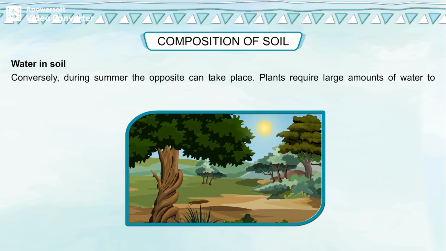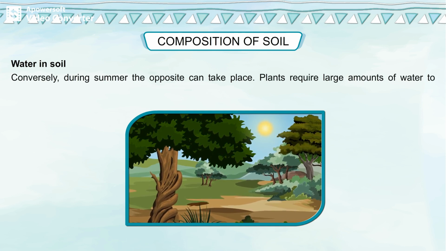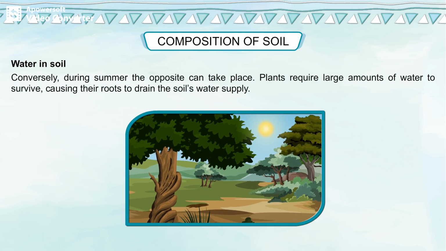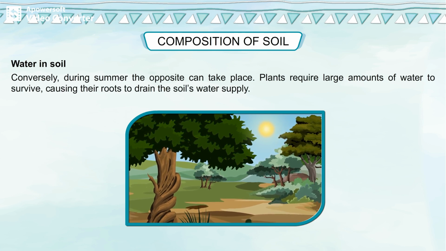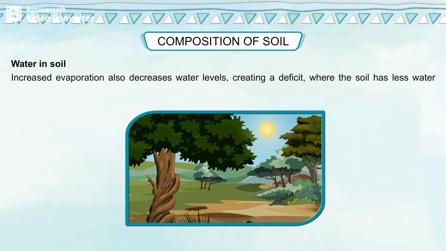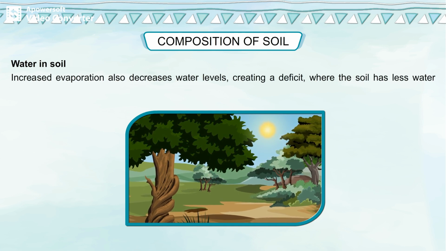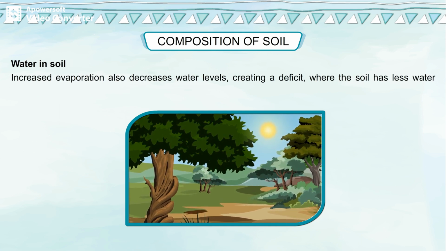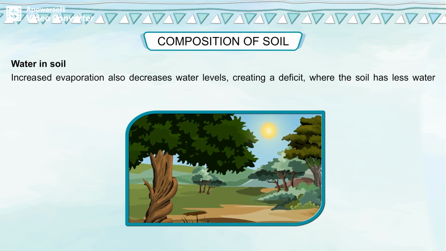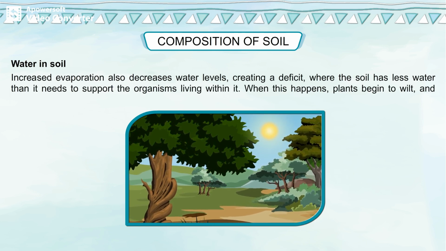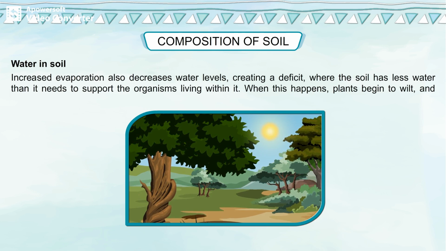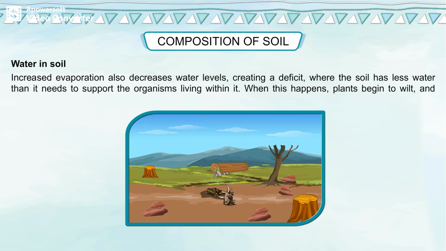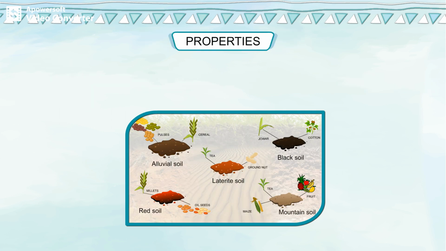Conversely, during summer, the opposite can take place. Plants require large amounts of water to survive, causing their roots to drain the soil's water supply. Increased evaporation also decreases water levels, creating a deficit where the soil has less water than it needs to support the organisms living within it. When this happens, plants begin to wilt and animals begin to die.